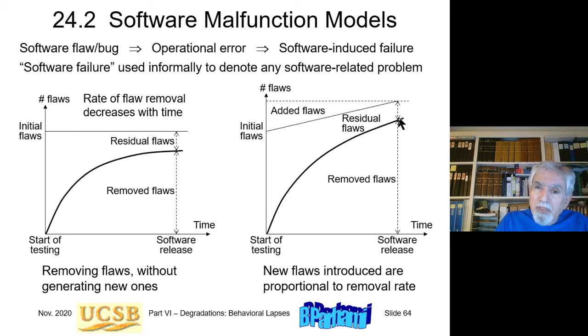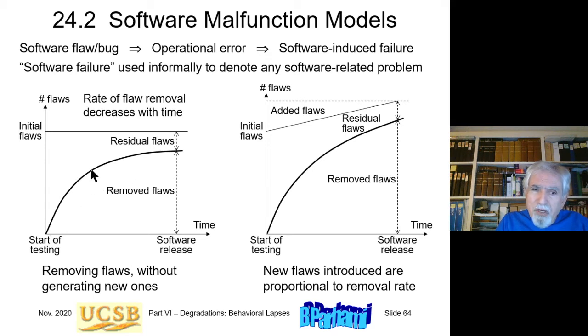Okay, but we don't delay the release of the software, because otherwise we have to wait for a very long time before the number of residual flaws becomes very small. So from now on, I'm going to focus on this simpler model. This is already pretty complicated for our discussion. I'm not going to discuss this right-hand side.